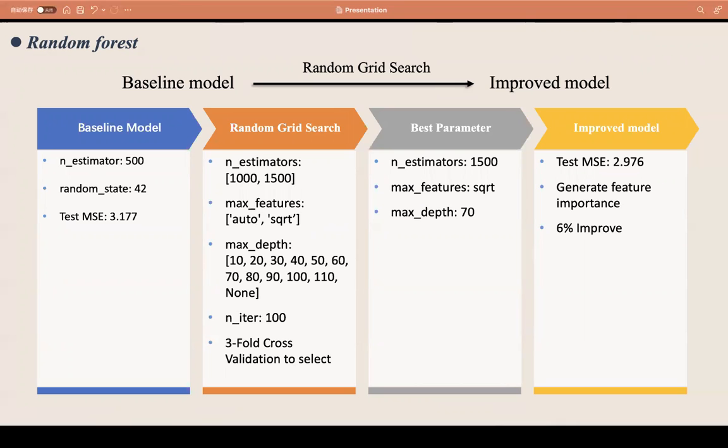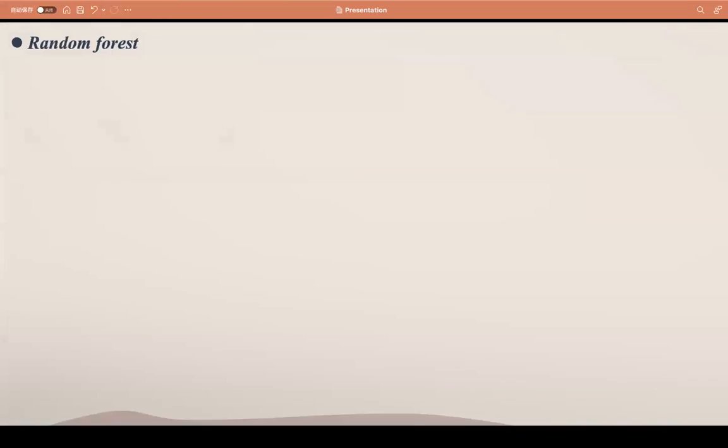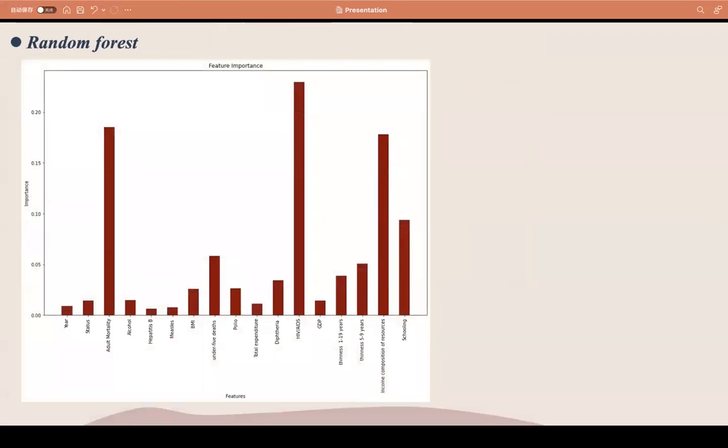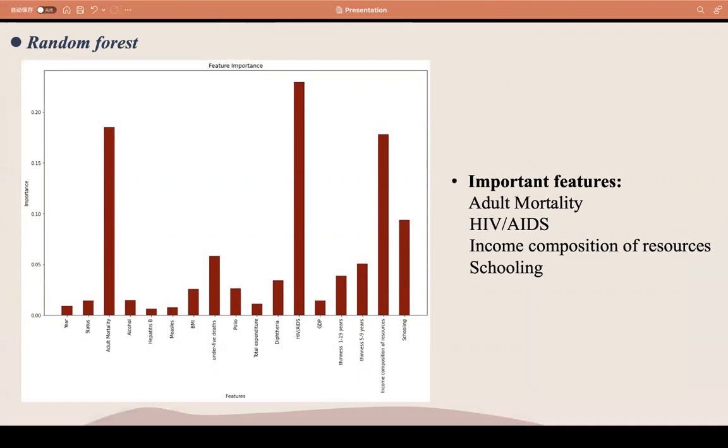And we also generate a plot for feature importance to better interpret the model. Here's the plot for feature importance. We can see that adult mortality, HIV death rate, income composition of resources, and schooling are the most important factors.